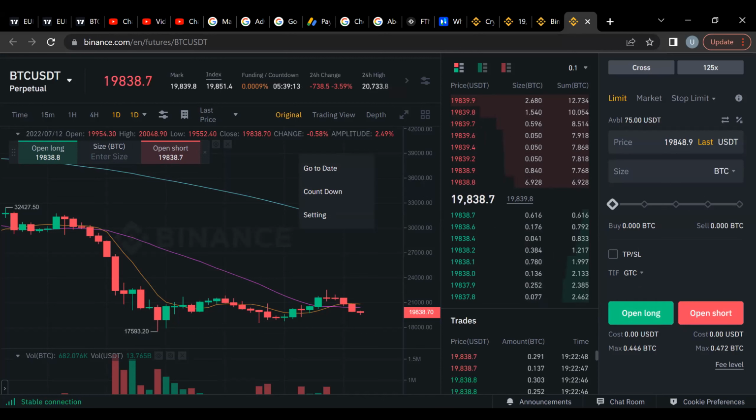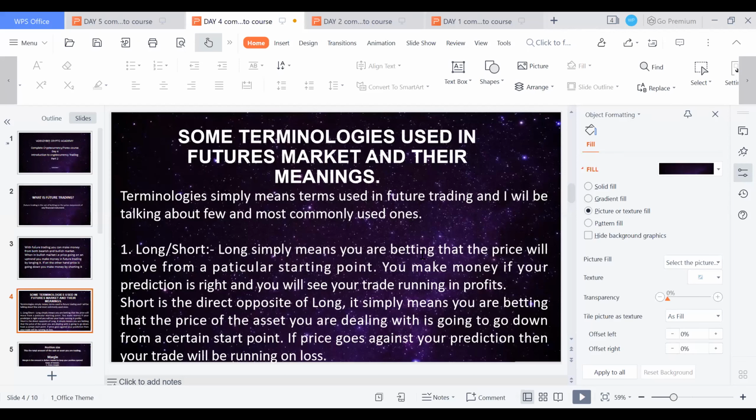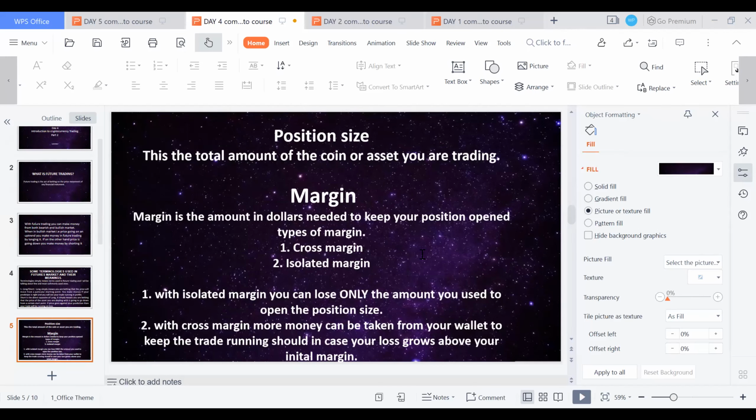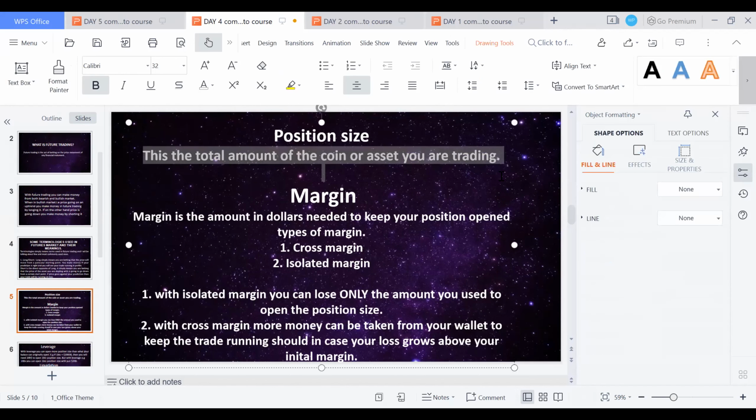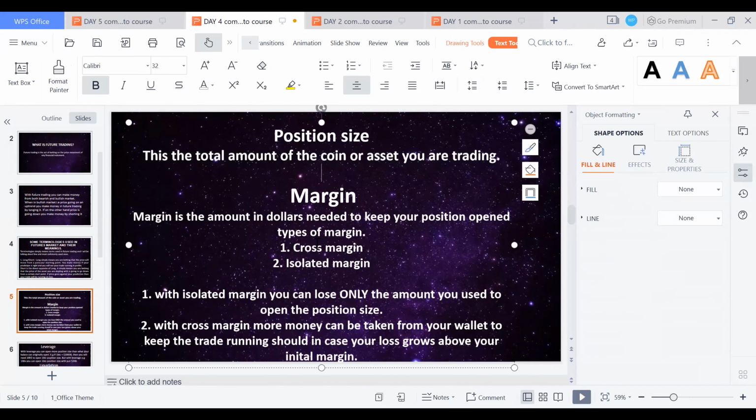Now let's go back to our slide. So that's that. Then the next one we'll talk about is position size. Now, this is the total amount of the coin or asset you are trading. Let me break it down. I know this is a very complicated definition, but I could not think of something direct, and I don't want to go and bring English from the internet. I just want to use my own words. Now, let me explain to you.